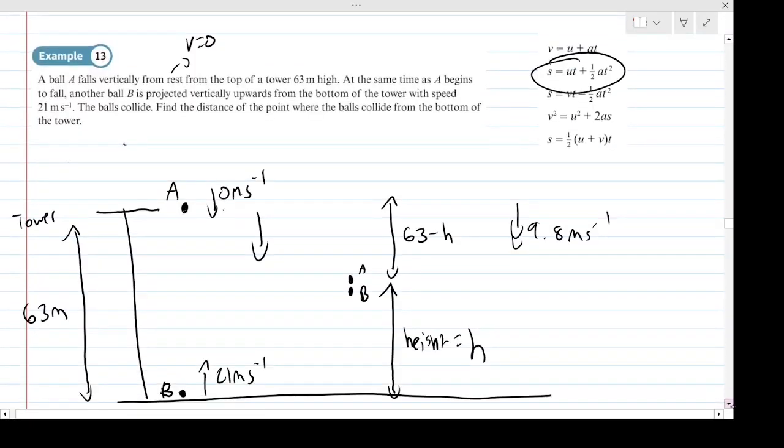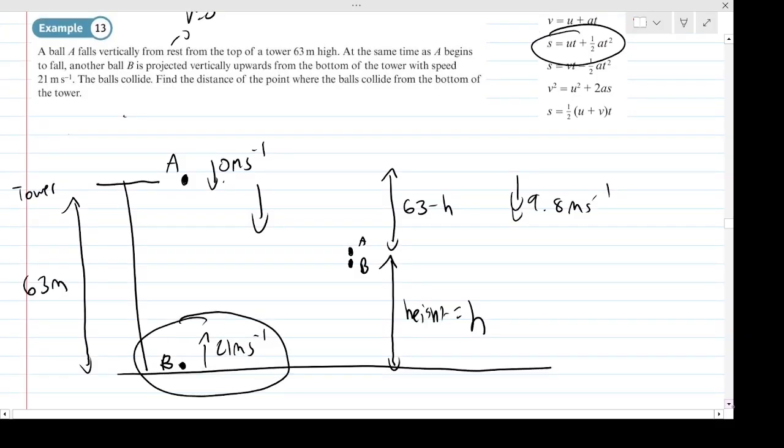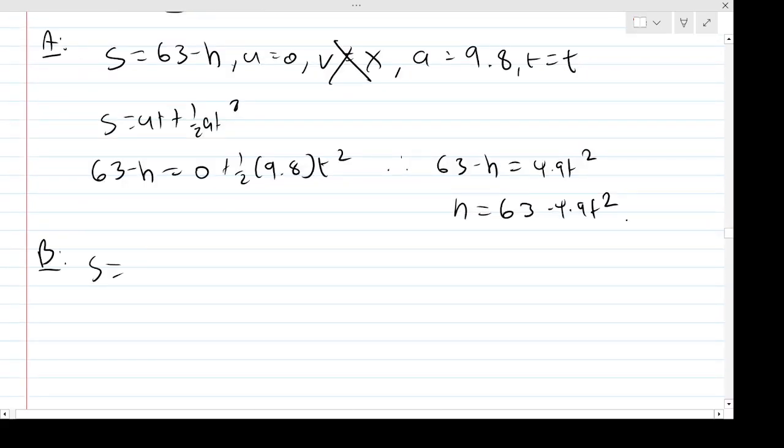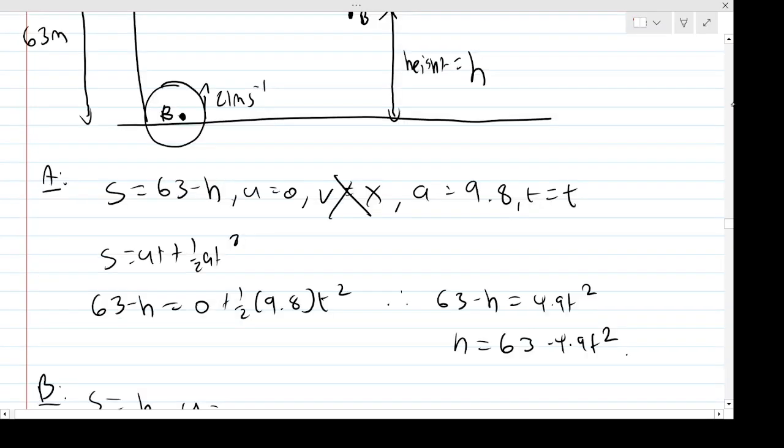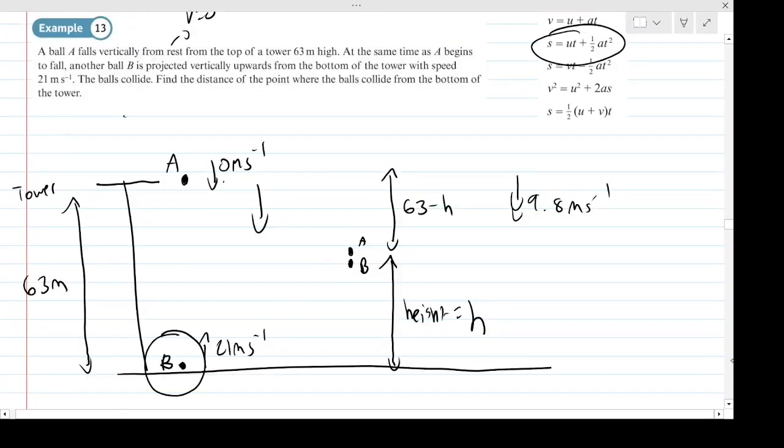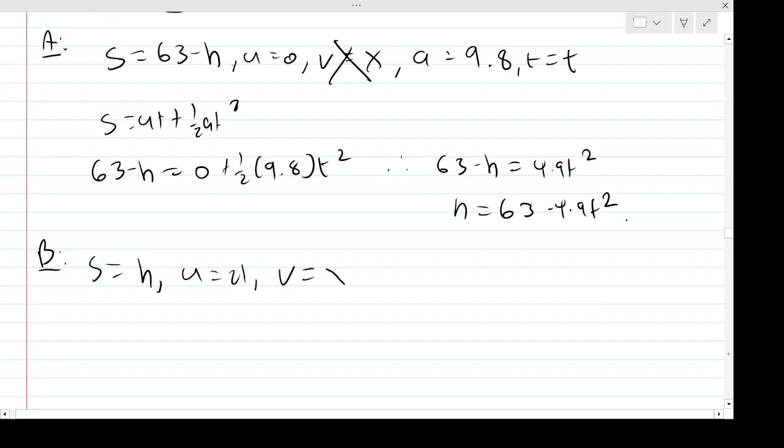So now B is opposite. It's going to move up. It starts here at the ground, and it moves up with 21 speed. Again, we're considering the point from when they start on the ground to when they meet. The distance it travelled up to that point is just h, right? We said the distance from the ground to when they collide is h. So that's my displacement. So S is h now. U, the initial speed upwards, is 21. V, I don't care about.